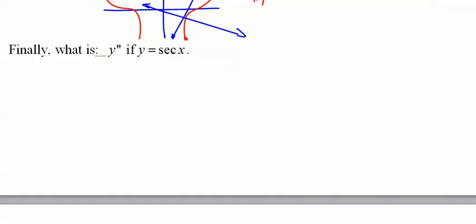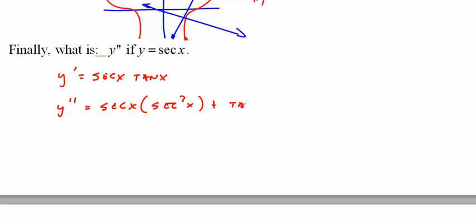Alright, graph it, play with it, see what you get. And last but not least, what is the second derivative of secant of x? And all this says is we can do it a couple times. Derivative of secant x is secant x tangent of x. Second derivative is, leave it alone, secant squared x plus, leave it alone, secant x tangent of x.